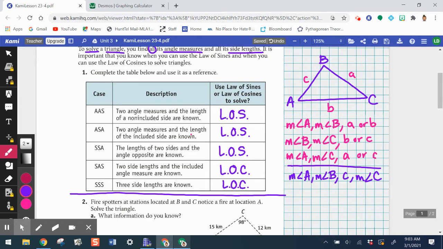And once we have three angles and one side, we can find any other side length using the law of sines. So, of course, this is not the only combination. We could do the measure of angle A and the measure of angle C with b. So just keep that in mind. Now let's take a look at side-side-angle.